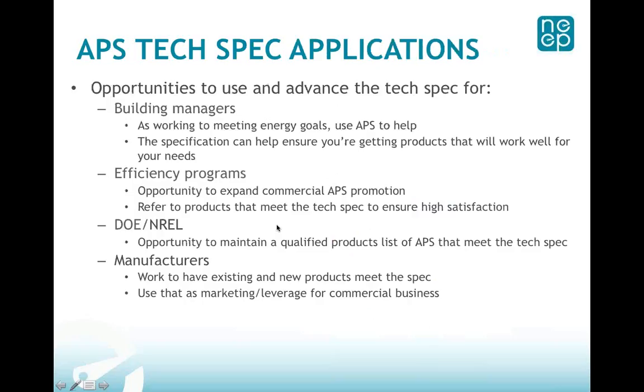So a couple of applications, and these kind of expand upon what Marta mentioned. For building managers, these can really help to meet energy goals that you might have, and the specification can ensure that you're getting a good product that will work for your needs. For efficiency programs, there's an opportunity to expand commercial APS promotion, and that's something that several efficiency programs don't have running now. So using this tech spec could be a way to expand that and claim savings from promotion of those products. And products that meet the tech spec ensure higher satisfaction.